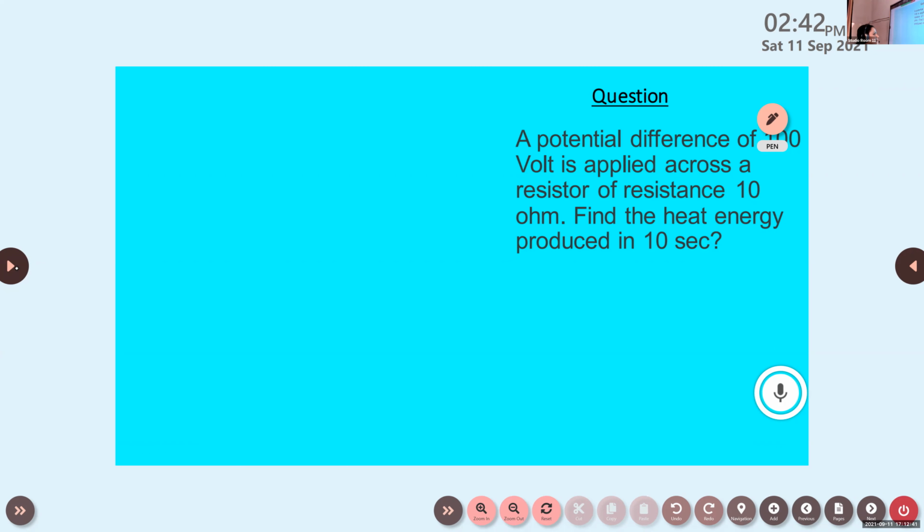Here we want to calculate the heat energy generated in the circuit. 10,000 joule. Yeah. Right. What is the equation for calculating the heat generated in a circuit? H is equal to I square RT. Right. And what are the parameters given here?